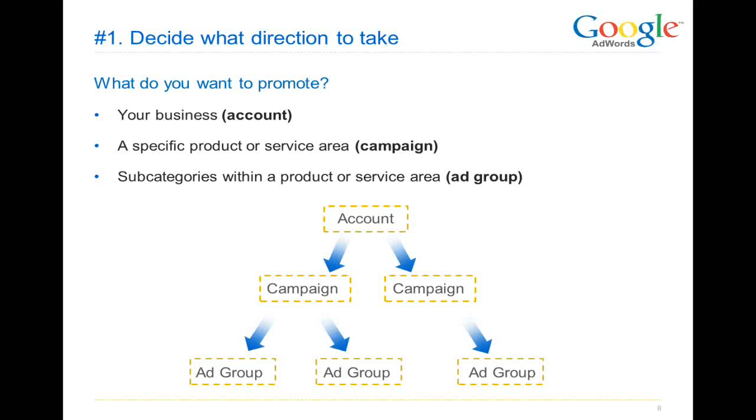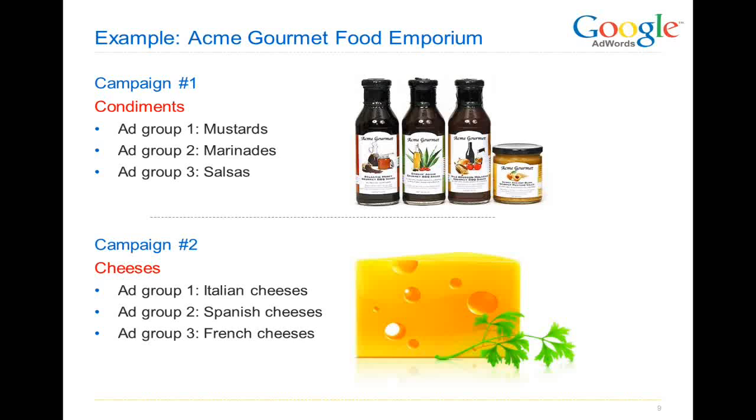So to illustrate this, we're going to take a look at an example. Here is the AdWords account for a fictional company. It's a gourmet food company called Acme Gourmet Food Emporium, and that's known as the account. Now, Acme sells high-quality foods for gourmet cooks. These are things like hard-to-find ingredients, condiments, handcrafted cheeses, Italian meats, things like that. The company wanted to launch an AdWords campaign to promote 2 product categories, and these are the campaigns. One is for condiments, and the other is for cheeses.